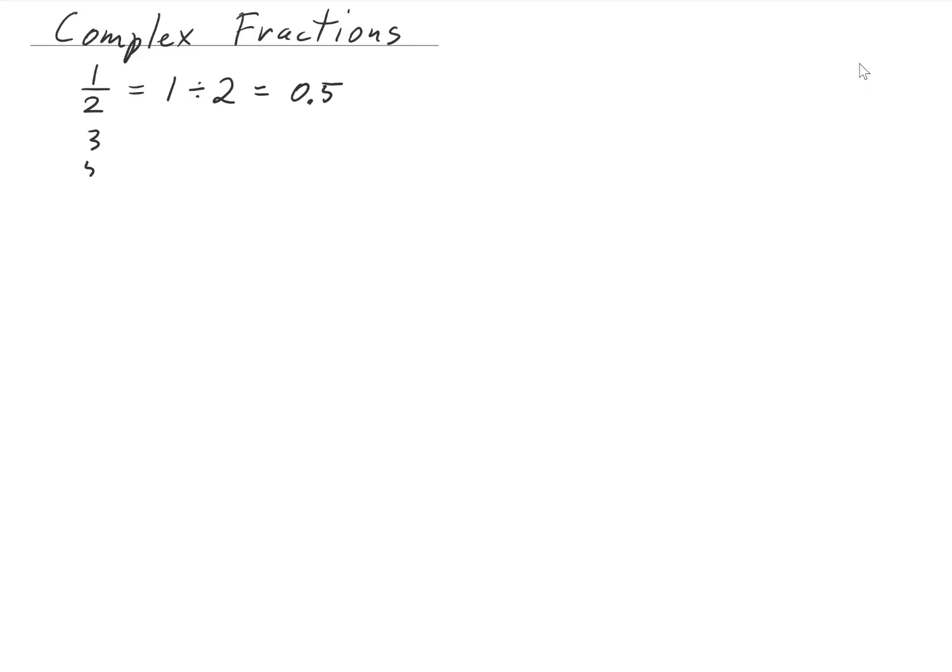Let's take a look at this fraction. 3/5. This is a division problem. It's 3 divided by 5. And if you put that into your calculator, it's 0.6. If you have 3 pizzas and you want to divide that among 5 people, each person gets 0.6 of a pizza. Okay? So keep that in mind. Every fraction is a division problem.